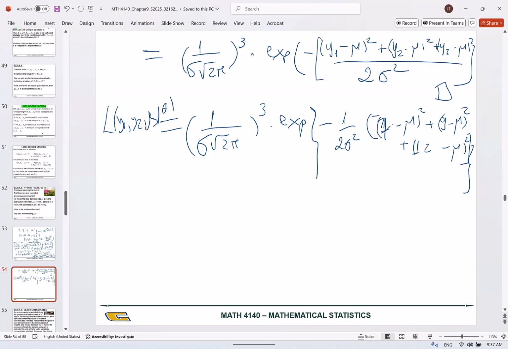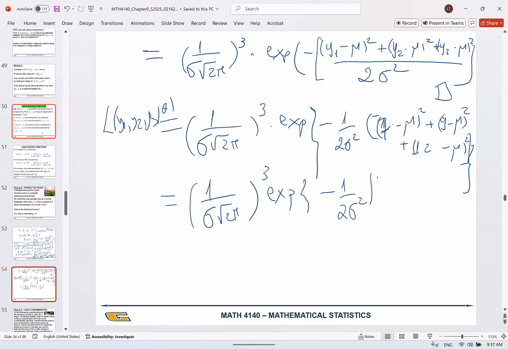And as William just said, after we plug in, we can also do a little bit further processing. 1 over sigma root 2 pi to the power of 3, exponential of, if you just merge them together, this is what you should expect to get: 274 subtract 56 mu plus 3 mu squared.